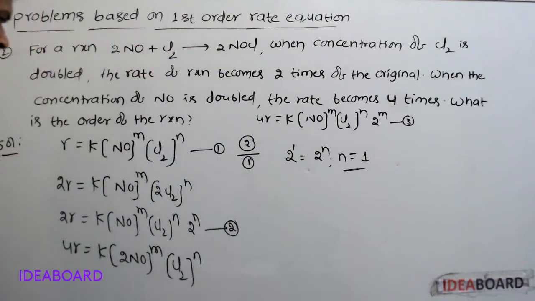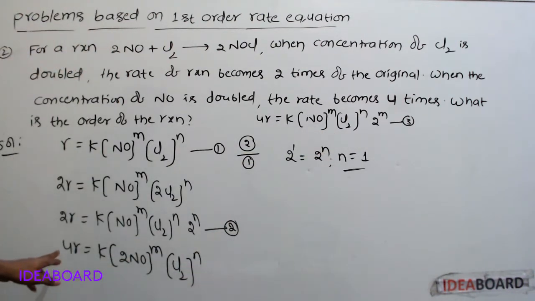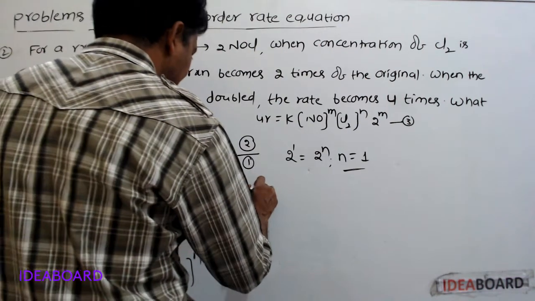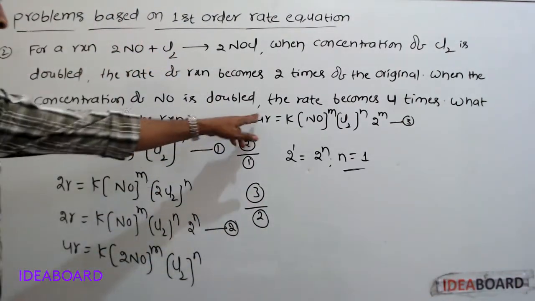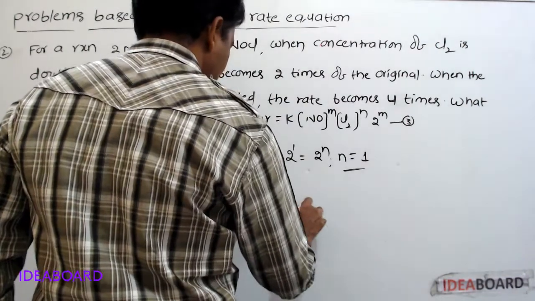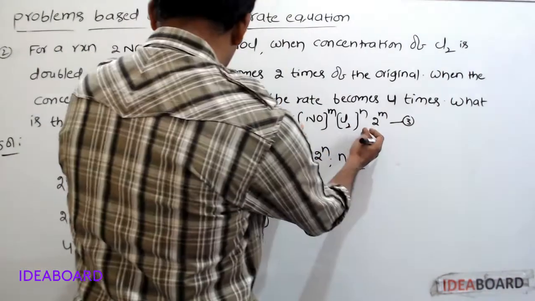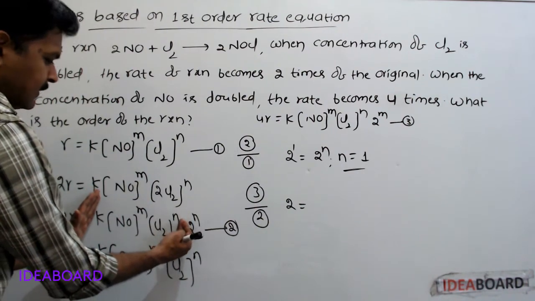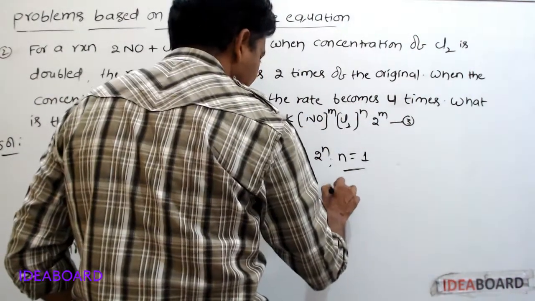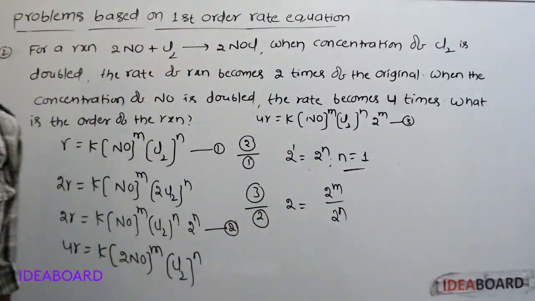Next, we should calculate this m value. For that, I am taking the third equation by the second equation. 4r by 2r means 2 only. Here this one and this one are common. Here 2 power m is there, divided by 2 power n. Remaining everything will be cancelled.